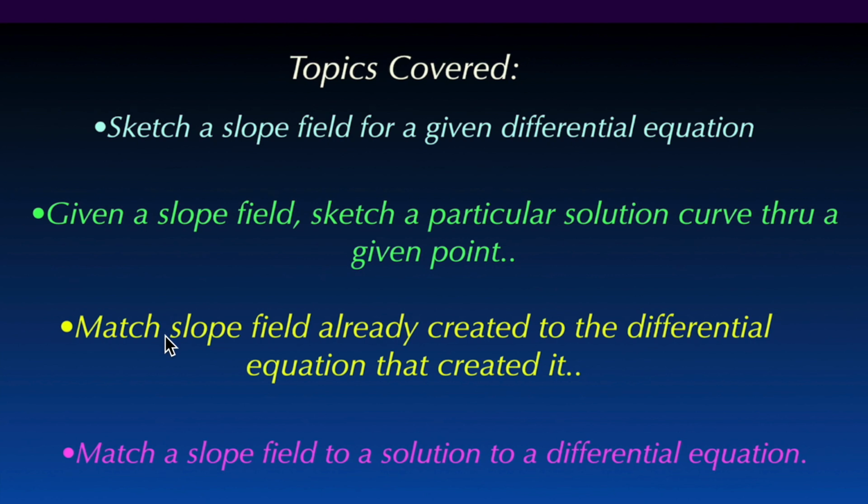Next, we're going to ask you to match the slope field already created to the differential equation that created it. So you're going to have a slope field over here with all these slopes. And then your choices, A, B, C, and D in a multiple choice, are going to be y prime equals something, or dy dx equals something. So you're matching the slopes of the given field to this differential equation that's solved for the derivative.